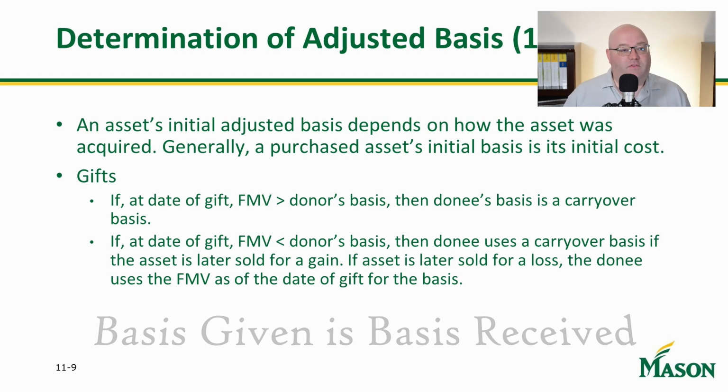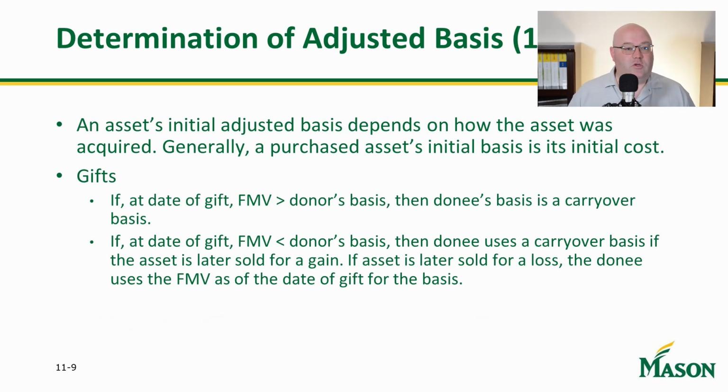In case two, if the fair market value is less than the donor's basis, the donee will use the carryover basis if the asset is later sold for a gain. If it is sold for a loss, then it'll use the fair market value. This is where it gets a little tricky. Generally with property transactions, we don't have to worry too much about this.